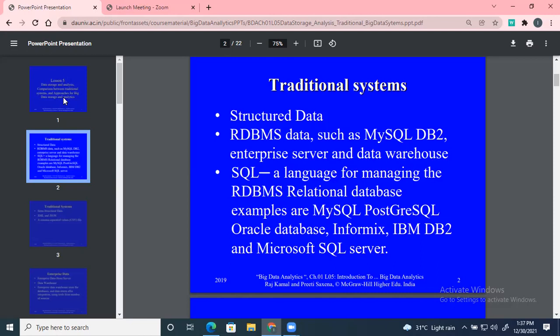In the traditional system, we follow only structured databases. Structured means that from top to bottom it is already predefined. We cannot change that structure. The examples are RDBMS, MySQL, SQL, and Oracle database. These are the traditional data systems.